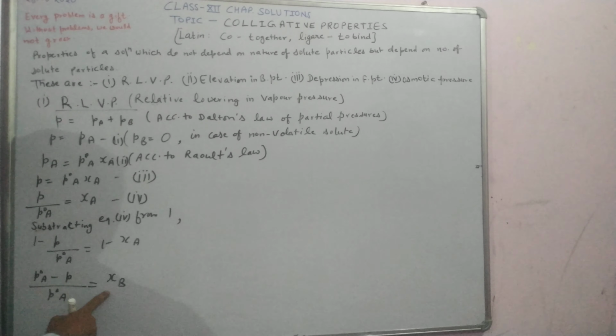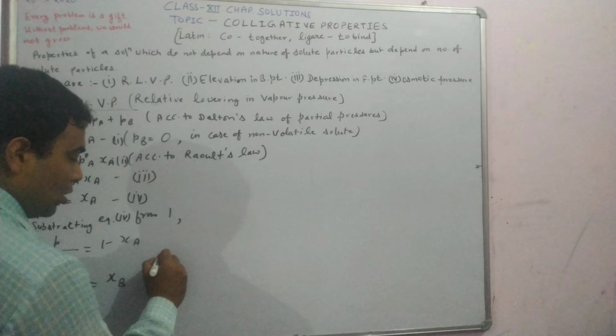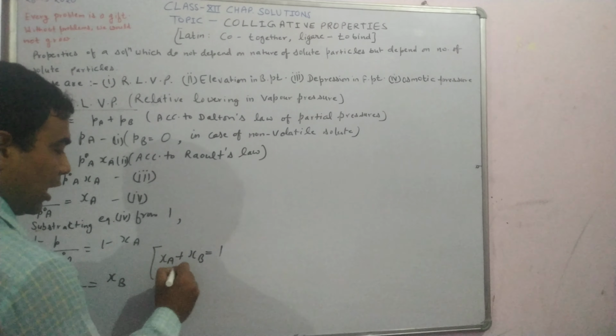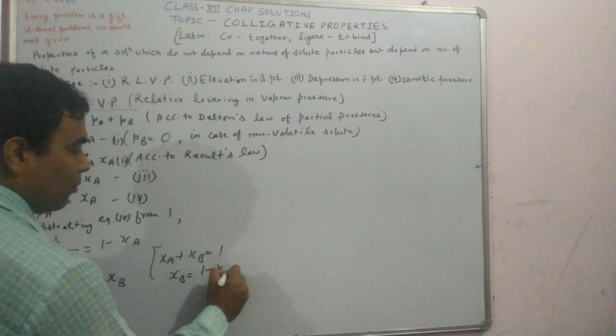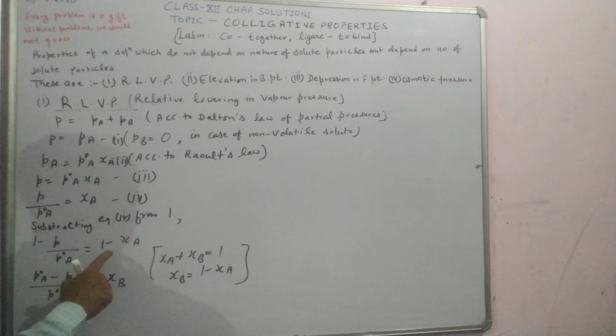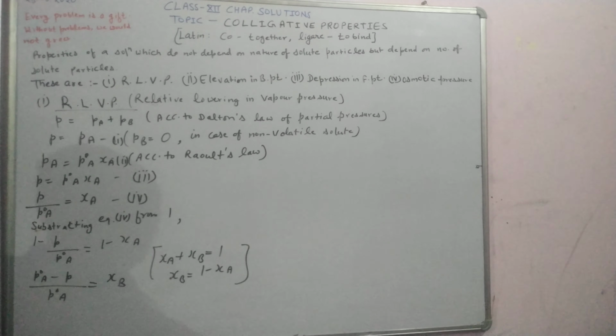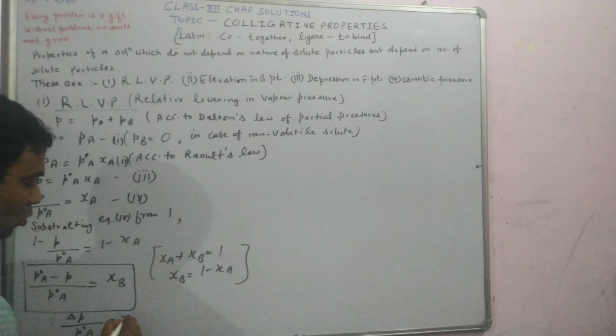Then you will see why XB is equal to 1 minus XA, because the total mole fraction of all components is always equal to 1. Then from here we can calculate XB, and it will become equal to 1 minus XA. That's why in place of 1 minus XA we will put here XB. So this is relative lowering in vapor pressure. Besides that, we can also write here del P divided by P naught A is equal to XB.